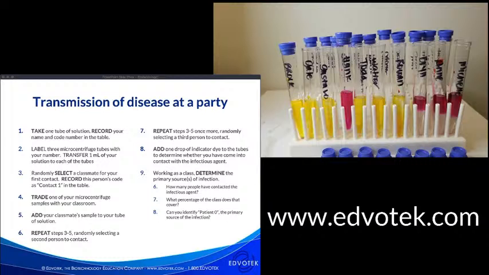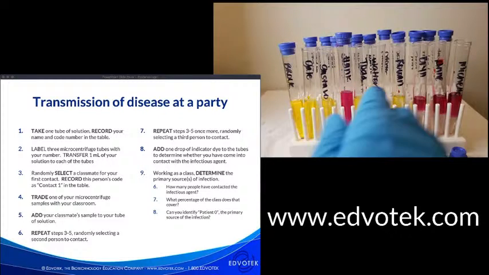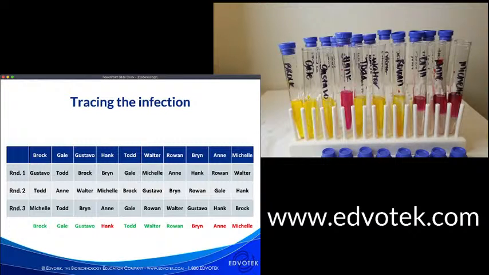At this point, once we have the results, your students are going to identify who is infected. And so here we can see Hank, Bryn, Anne, and Michelle were infected. And these names were picked at random, so there's nothing really noted here, but here are the results from our testing.